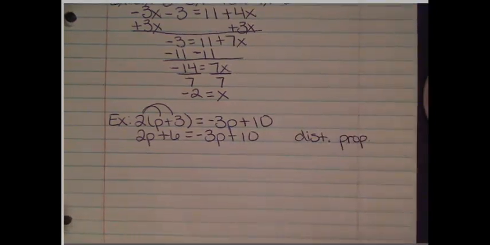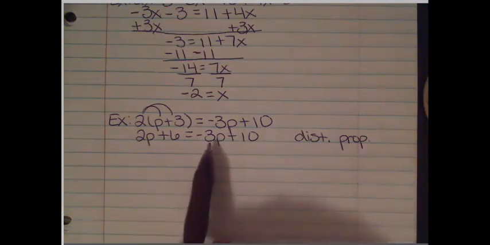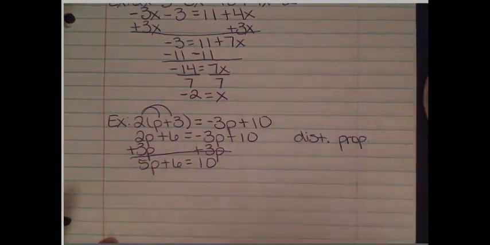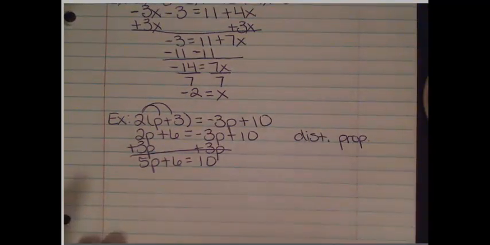Okay, now it says to combine like terms. We don't have any like terms to combine. Step 4 says addition property. So again, I'm going to be moving my negative 3p over because I want to keep my variables positive if I can. So I'm going to add 3p to both sides. That'll give me 5p plus 6 equals a 10. I'm going to subtract 6 from both sides.